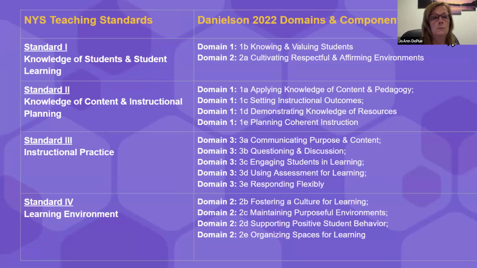So as you can see, all of domain 1 went to standard 2, all of domain 3 went to standard 3, and domain 2 went to standard 4. So that was very important for us.